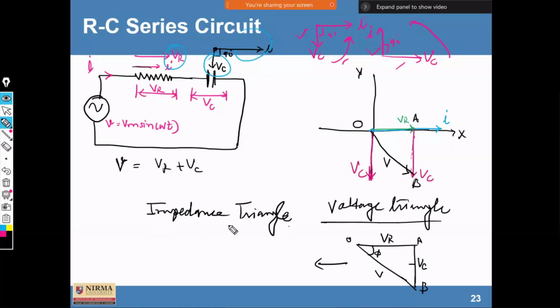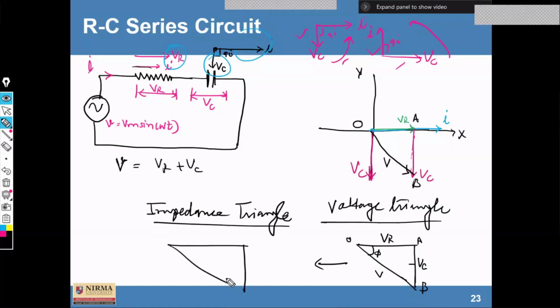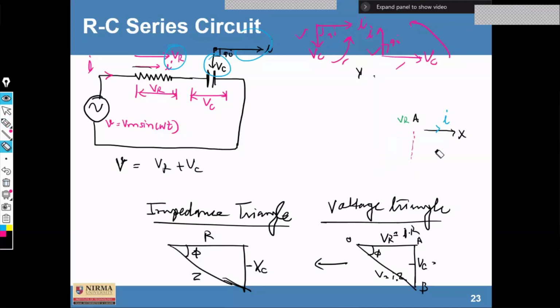From this voltage triangle, we can also write the impedance triangle, and this impedance triangle is similar to the impedance triangle of the RL series circuit. This is R, Z, and here it is XC, abbreviated as minus XC because it is on the negative side. So we can write VR is equal to I into R, V is equal to I into Z, and VC is equal to I into XC. Now we can derive the various equations based on this.